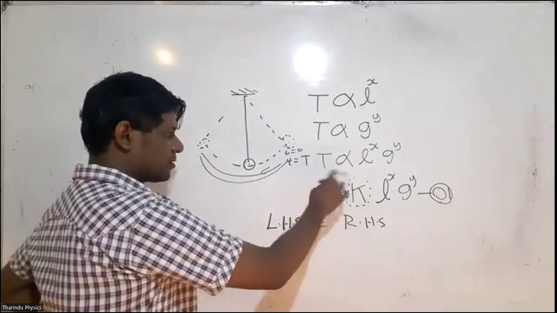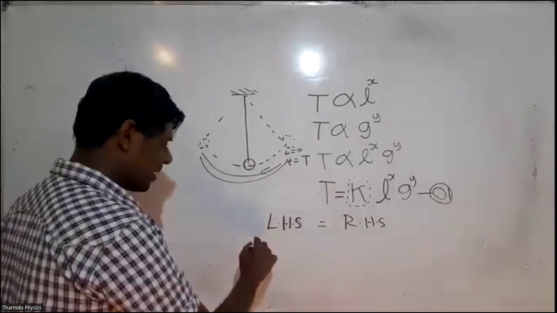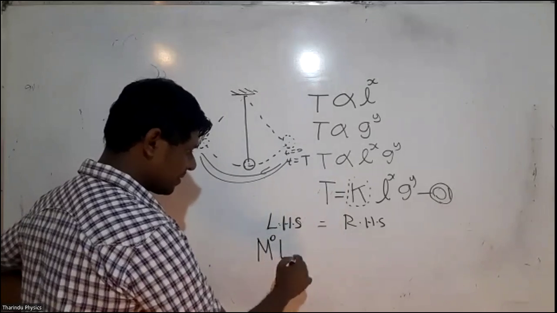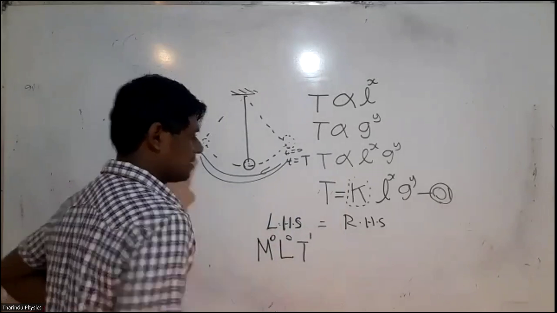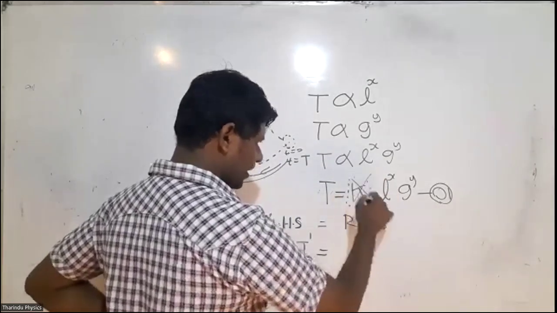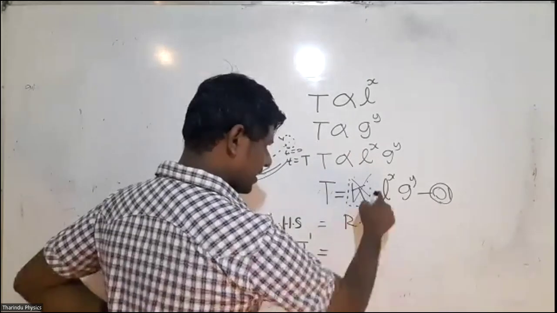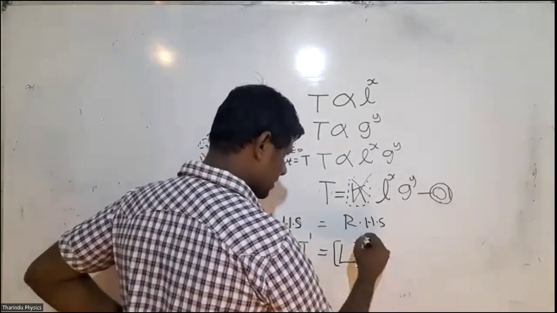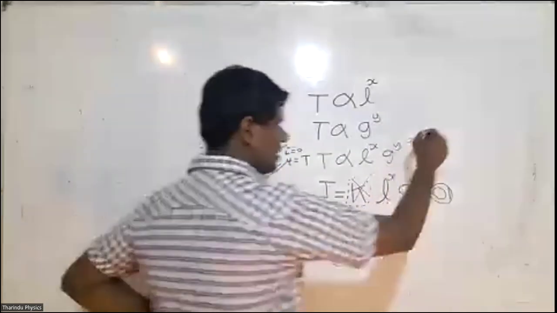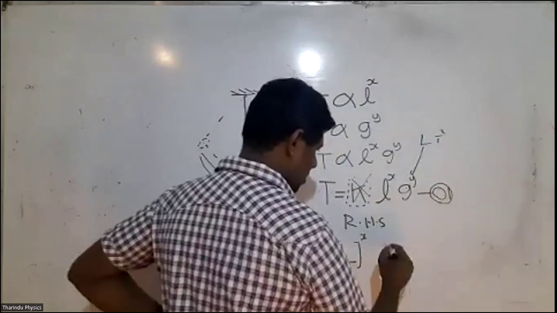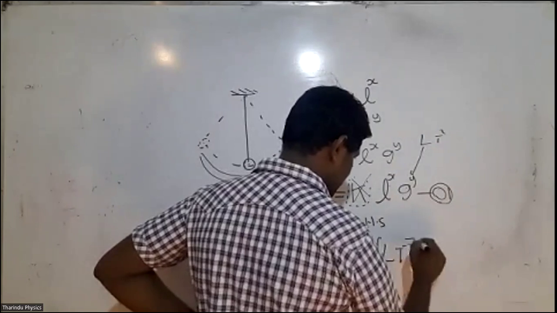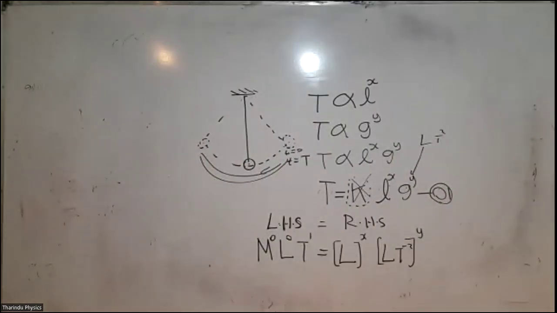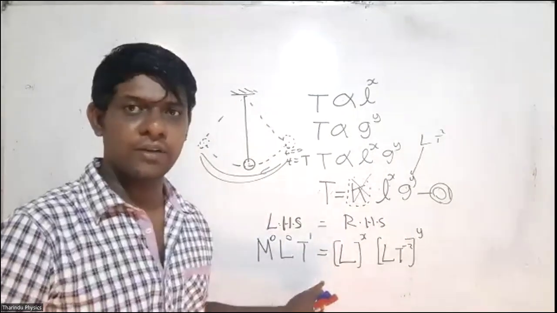Now I'm going to check the dimensions of both sides. To do that, I'm going to write everything with all three dimensions. So you can see now only T remains there: M naught, L naught, T with 1. K is dimensionless, so I don't want to consider that. On the right hand side, L means length to the power x. G means gravity, LT minus 2. So LT minus 2 to the power y. Can you understand?